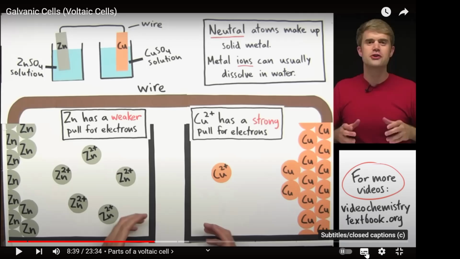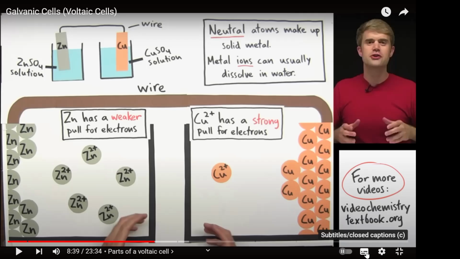Do you remember what we call the electrode, the piece of metal where oxidation occurs? It's the anode. Do you remember how to remember it? An ox ate.